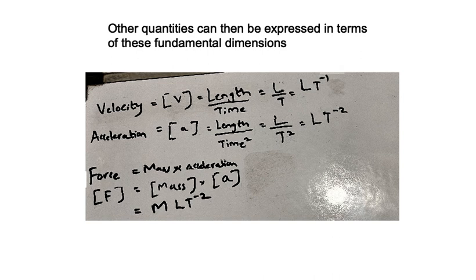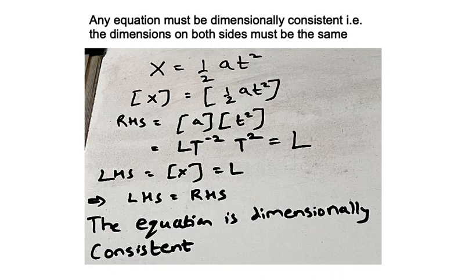Another important thing to know about dimensional analysis is that any equation must be dimensionally consistent. That is, the dimension on the right hand side and on the left hand side should both be the same. They cannot be different. You cannot compare two different types of dimensions. When you are writing an equation, it means that the left hand side is equal to the right hand side, and the things that you are comparing must always have the same dimension.